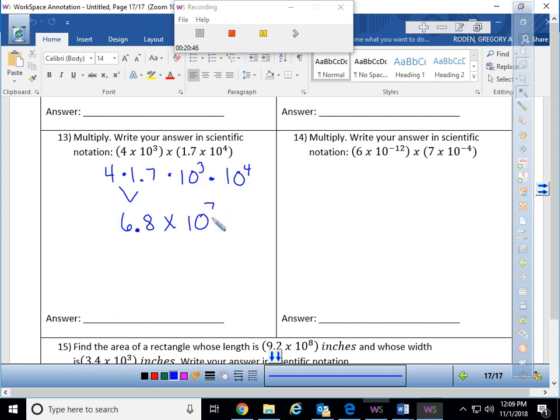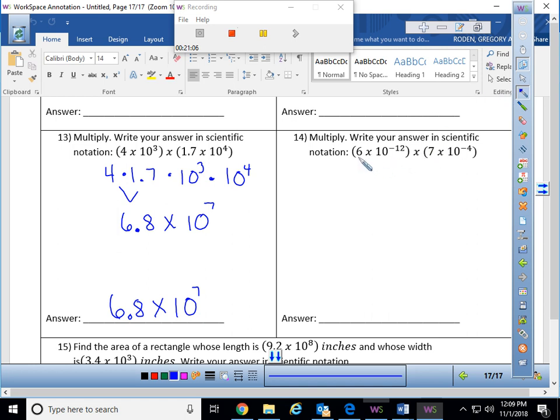Now, I always want to ask myself, is this answer in scientific notation? Well, yes, it is, because 6.8 is between 1 and 10. So that would actually be my final answer, 6.8 times 10 to the 7th power. Now, let's do this one right here.